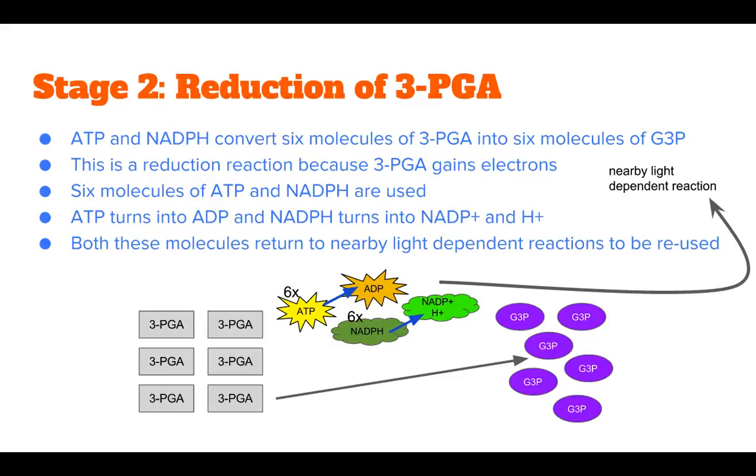For ATP, energy is released with the loss of the terminal phosphate atom, converting it to ADP. For NADPH, both energy and a hydrogen atom are lost, converting it to NADP+. Both of these molecules are returned to the nearby light-dependent reactions to be reused and regenerated.